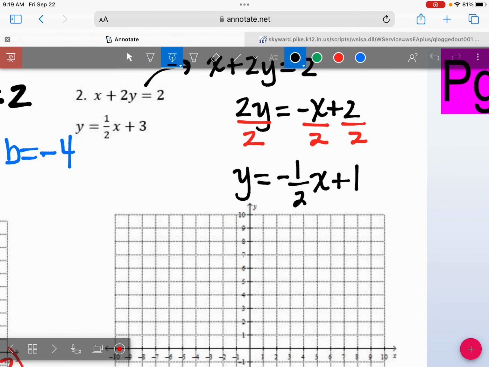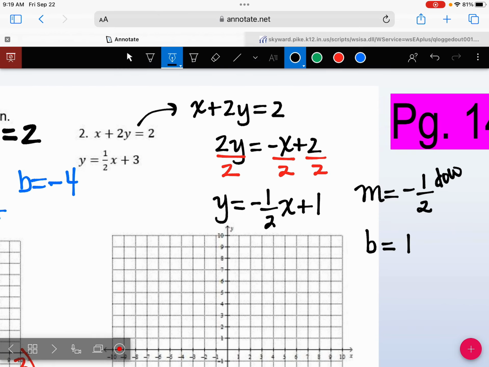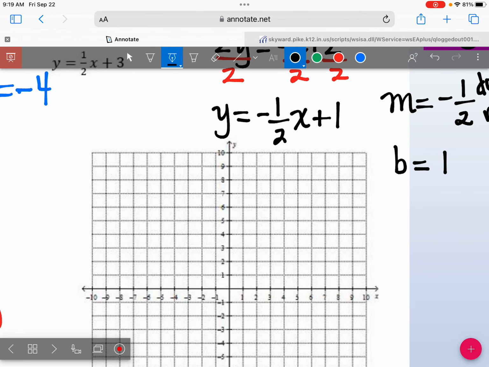So your slope is -1/2. And your y-intercept is 1. So you're going to go down and right. So go ahead and graph it out. Put your point at +1. Go down 1 to the right 2, down 1 to the right 2. Go ahead and draw your line.